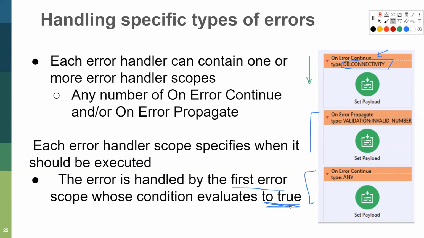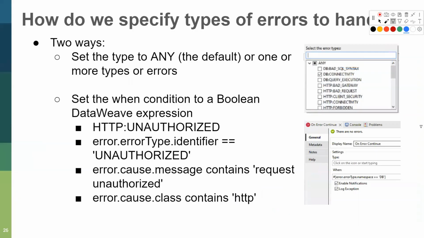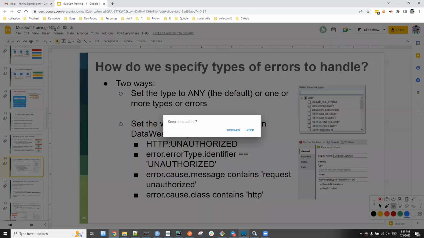So let's see how we can do this. In here, there are two ways we can handle specific types of errors. One way is we can just select from the drop down. There is any by default, and the different types of errors. It shows you different types of errors based on the different connectors you have in your flow. The other one is by using this when here. So let's see both of them in the project I have.